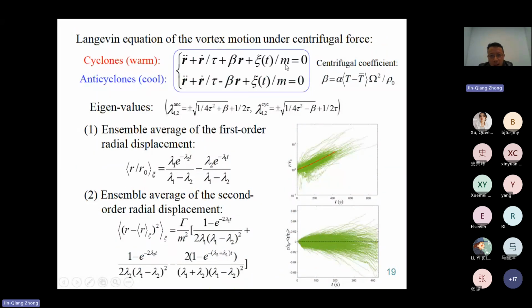We solve this stochastic differential equation and find the first-order and second-order radial displacements. These quantities represent the mean trajectory of the vortices as a function of time, and the variance of the vortex trajectories with respect to their mean path. In theory, these quantities are all summations of exponential functions.